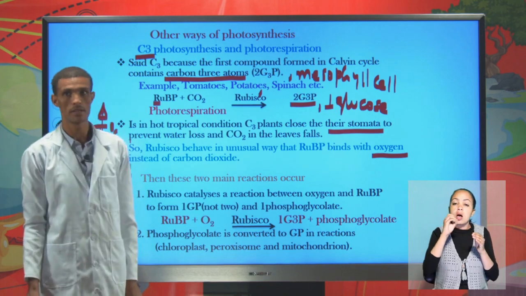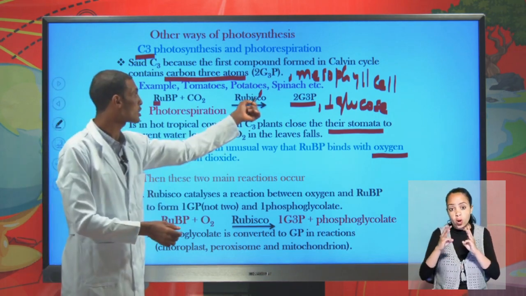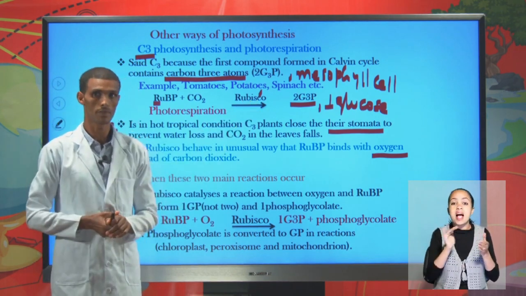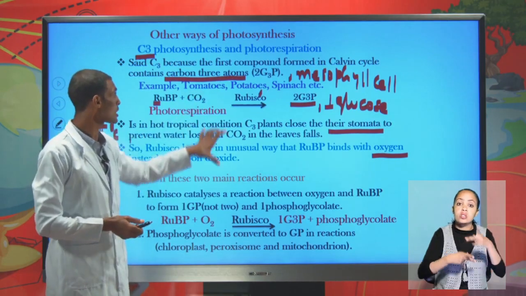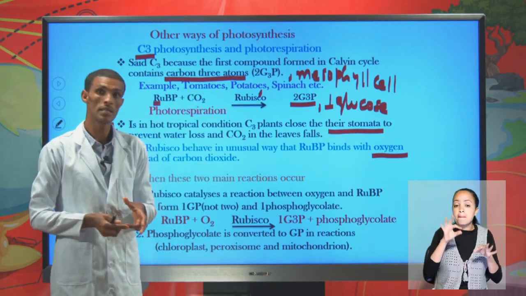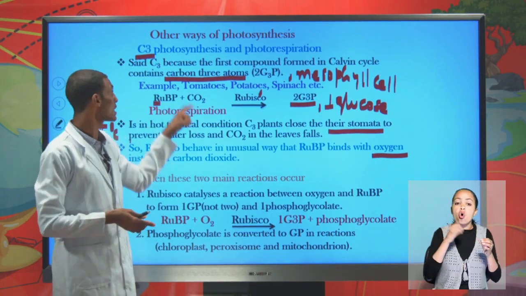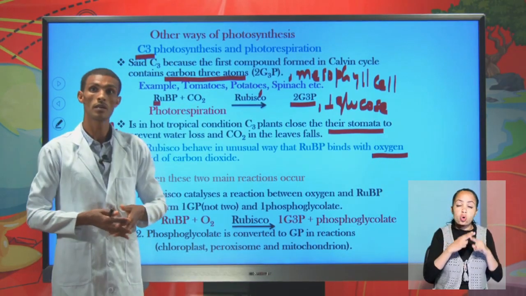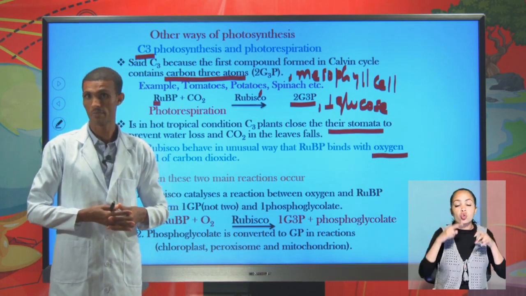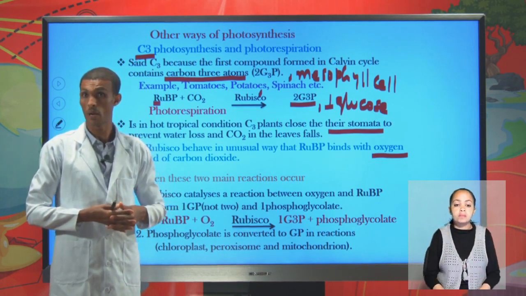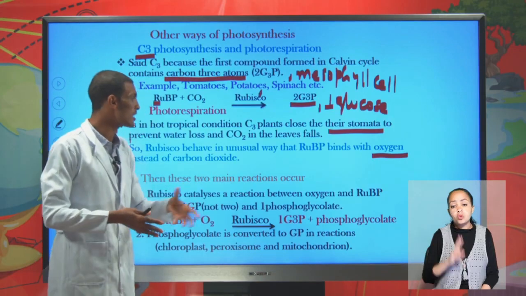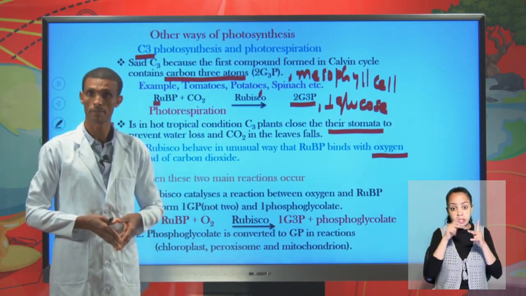carbon dioxide. In this manner, the oxygenase activity catalyzes the process. The system by which C3 plants behave in this manner, the reaction between ribulose bisphosphate and oxygen instead of carbon dioxide, is said to be photorespiration. Well done. There are two main reactions that take place in this process.